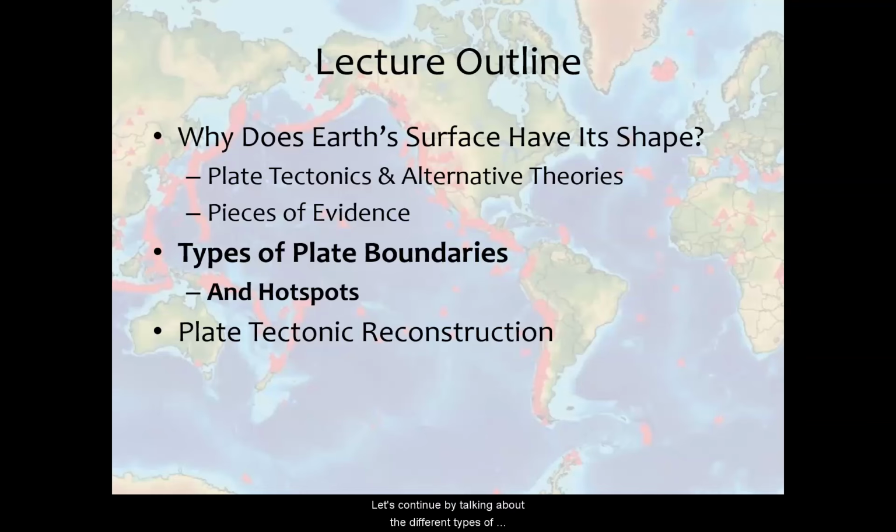Let's continue by talking about the different types of plate tectonic boundaries that occur. And we'll also mention hotspots, which I want to repeat are not plate tectonic boundaries, but they can tell us something about the mechanism behind plate tectonics because they're related to convection in the mantle. And it can also tell us something about how those plates are moving by reading the effect of hotspots over time.